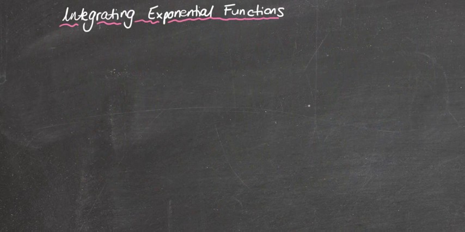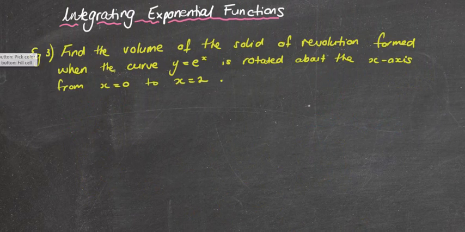Okay. And the last question, I thought I'd throw in a volume question. Okay, so we're tying everything together now. And it's the same with what we've done previously with volume, but it's just looking at using the e as part of our integration. So it says find the volume of the solid of revolution formed when the curve y is equal to e to the power of x is rotated about the x-axis from x equals 0 to x equals 2. Alright, so we need to remember the rule for volume.